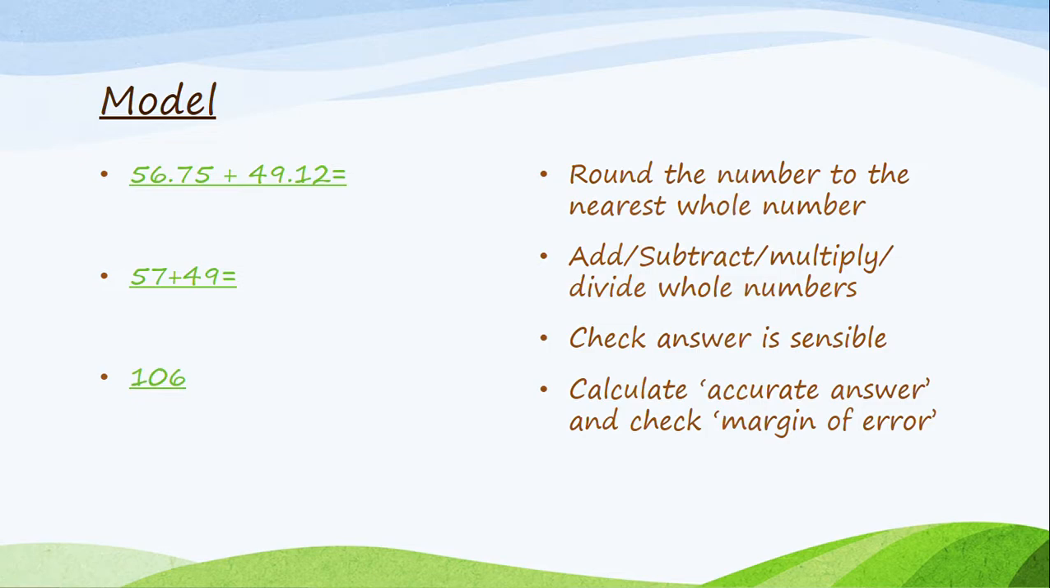I now use whatever operation I've been given, which is addition in this case, and I complete the calculation with my 2 whole numbers. 57 add 49 is 106.